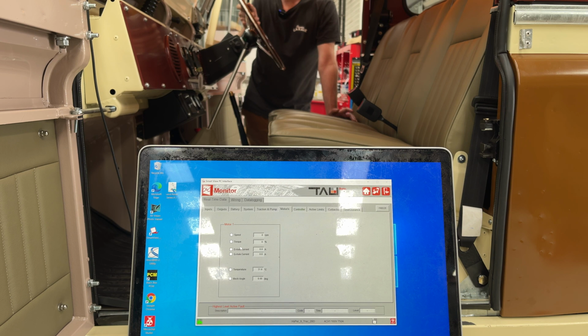Software in a Land Rover, USB ports in a Land Rover. It's weird, but it's what makes it feel really, really good.